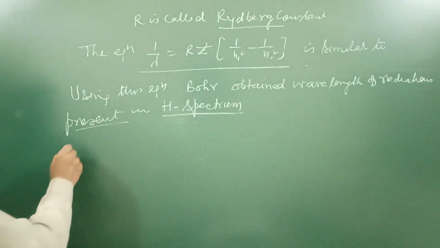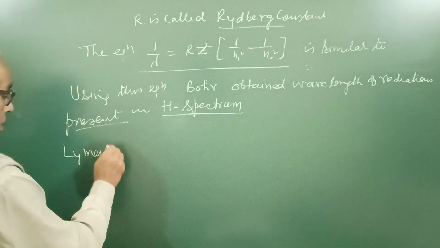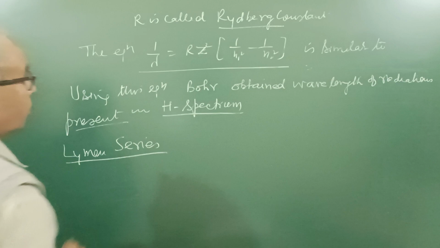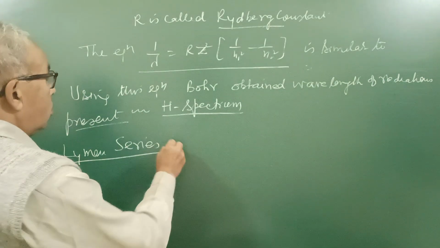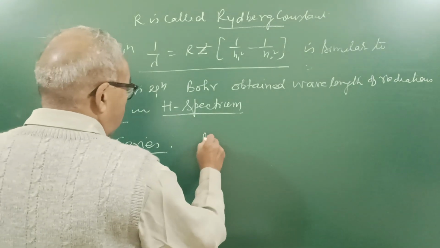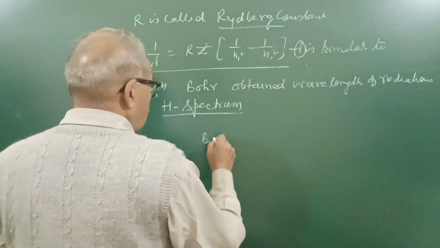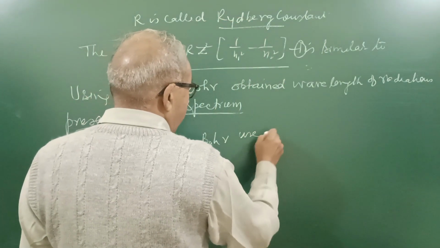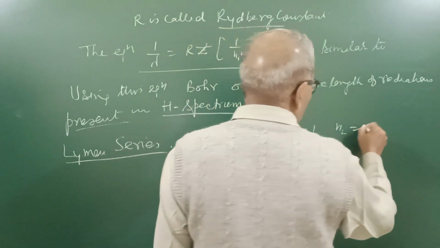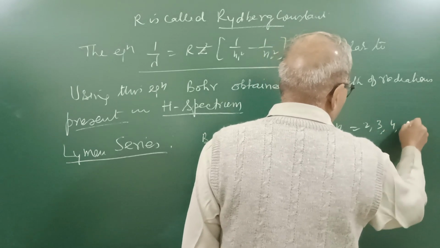So the first series was the Lyman series. Suppose it is an equation now. Bohr used n1 equal to 1, n2 equal to 2, 3, 4, 5 and so on.